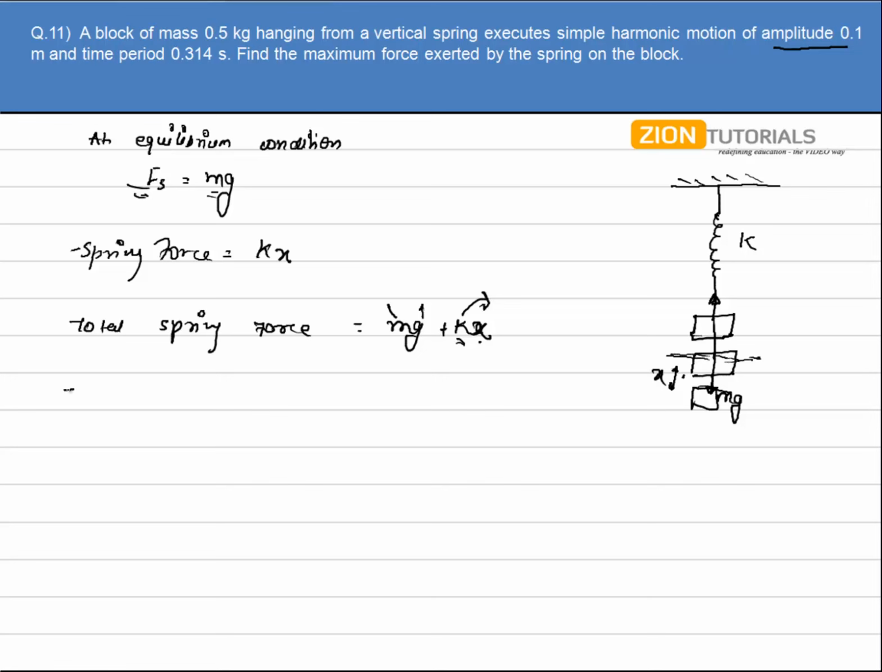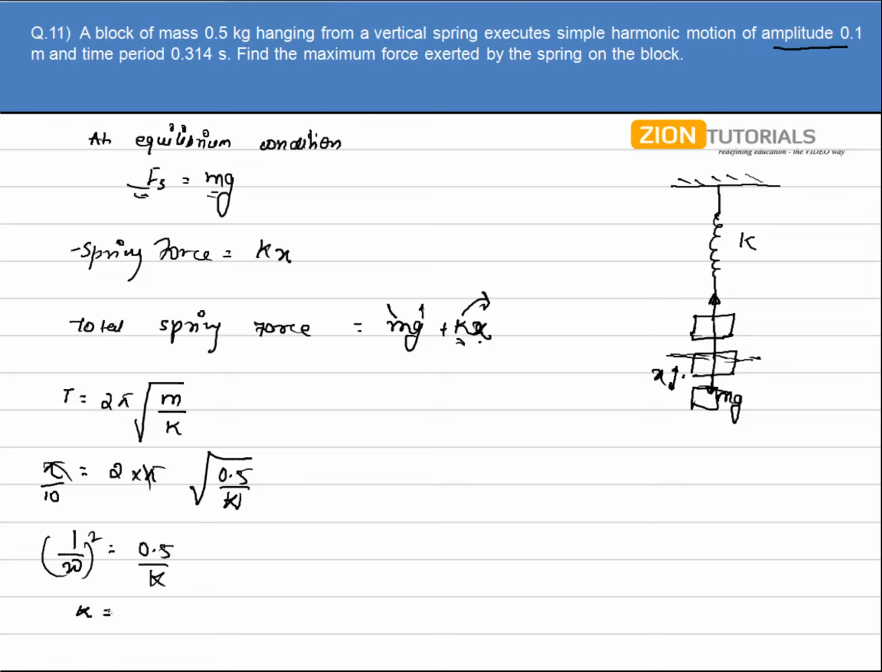It can be calculated by the formula T equals 2 pi under root of m by k. This is the formula to calculate the time period of a spring oscillation. So the time period is 0.314, that is pi by 10, equals 2 pi under root of 0.5 by k. So pi is cancelled, it comes out to (1 by 20) whole squared equals 0.5 by k. So the value of k comes out to be 200 Newton per meter.